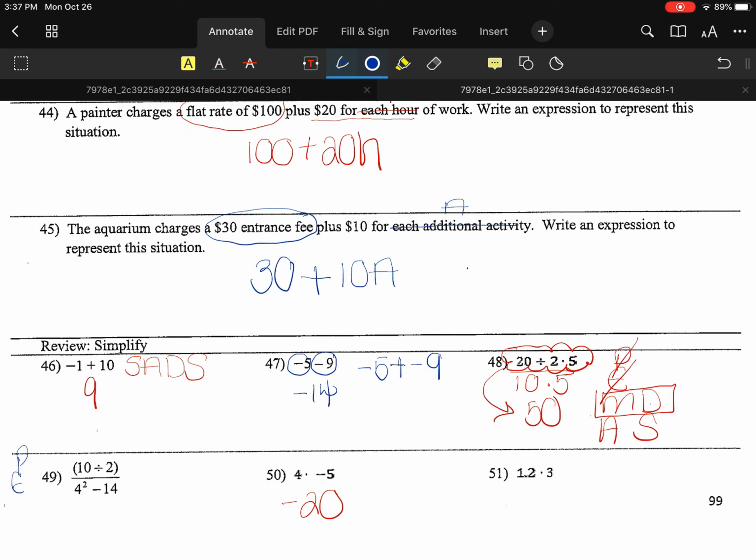Number 49 is a multi-step. So I'm going to start by writing PEMDAS down the side of my paper. There are parentheses on the top. Do that first. 10 divided by 2 is 5. So that's my new numerator.